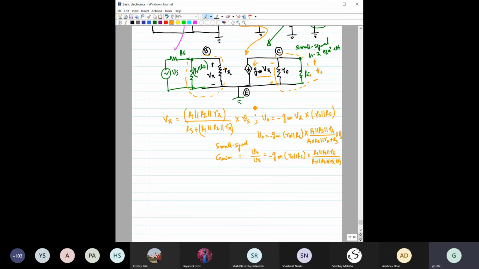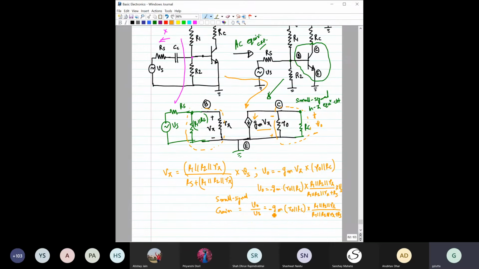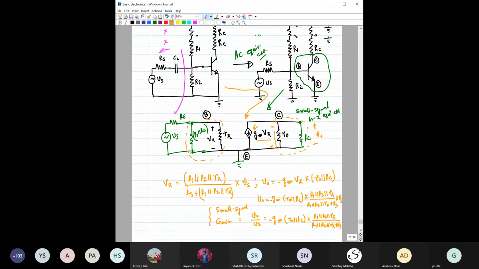If you can analyze the DC part of this circuit, then you can find the small signal parameters. For example, gm, you will find R pi. You can also find R naught, and RC and other resistances would be given to you. Then you should be able to find the small signal gain of this particular amplifier, isn't it? So is there any doubt in this calculation? No, it is quite straightforward, right?